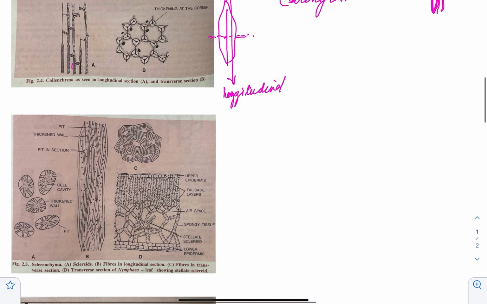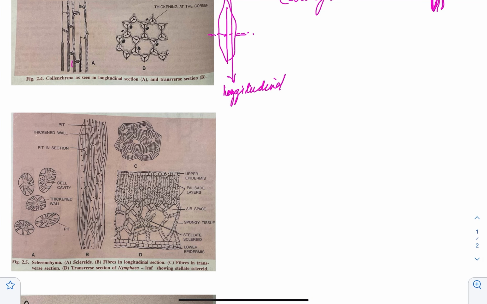Okay, now have a look at this. This is sclerenchyma that I was telling you. So sclerenchyma is going to have thickenings in it. Sclerids are represented here in this one. You can see different types of sclerids, right? And fibers in longitudinal section look like this. So you can see the thickenings throughout. All these are thickenings, all these are thickenings, right, which make the sclerenchyma tissue very thick.